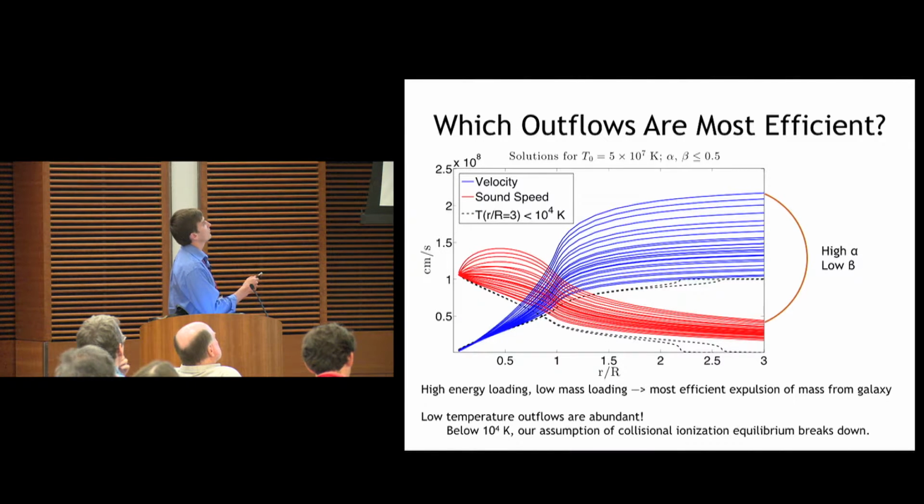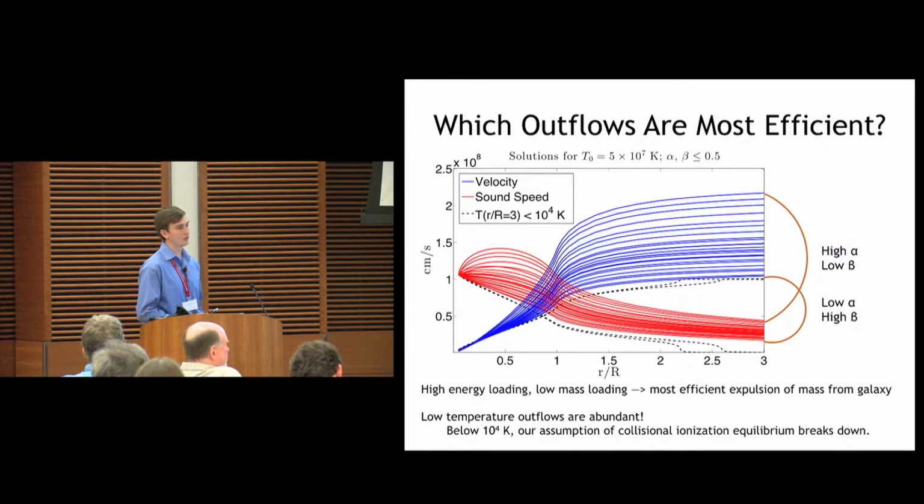So looking at these two solutions again, what we find is that you get the highest velocity and also the highest temperature when you have high energy loading and low mass loading. If you instead did low energy loading and high mass loading, then you would get a wind solution that has a much lower velocity and also a much lower temperature. So in some sense, these winds are the least efficient in expelling mass from an outflow.